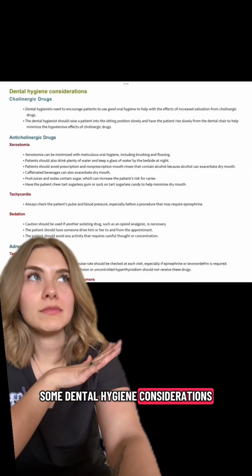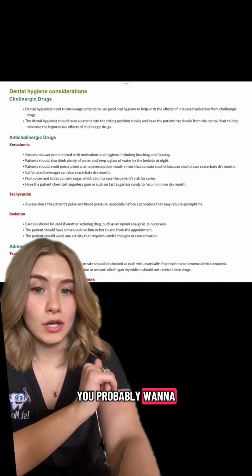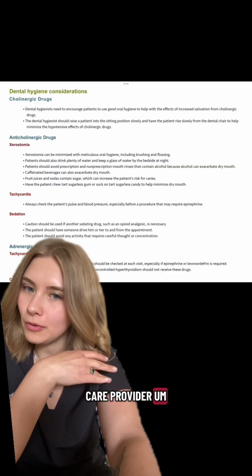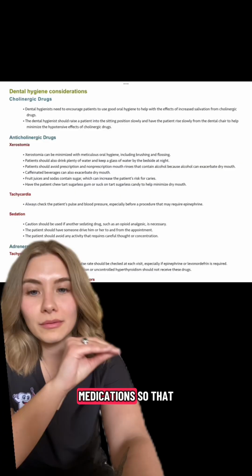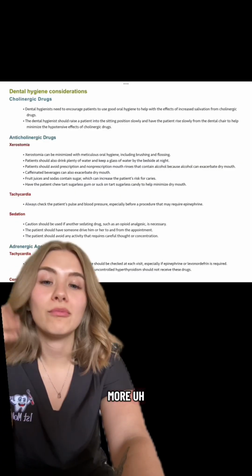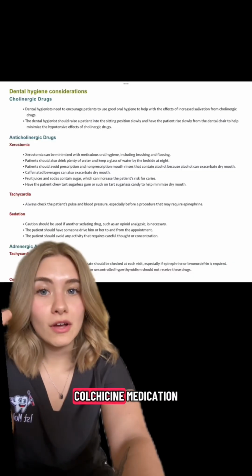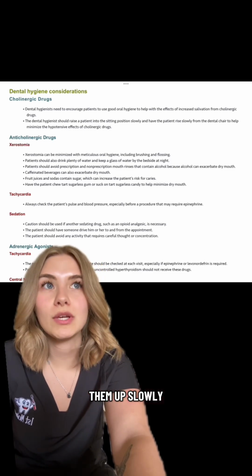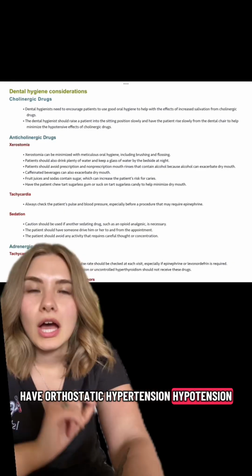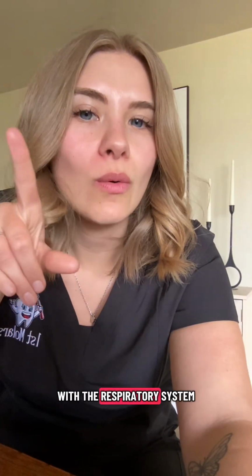So some dental hygiene considerations. If you have a patient that has xerostomia, you probably want to have their primary care provider refer them to get on some cholinergic medications so that they can have more salivary flow. If somebody's on a cholinergic medication, it's going to mean their blood pressure is low, so you want to make sure that you get them up slowly so they don't have orthostatic hypotension. Also note that the nasal decongestants are going to affect the adrenergic receptors, so even though it deals with the respiratory system, what it's doing is it's constricting the blood vessels in the nose, so it's different from the lungs.